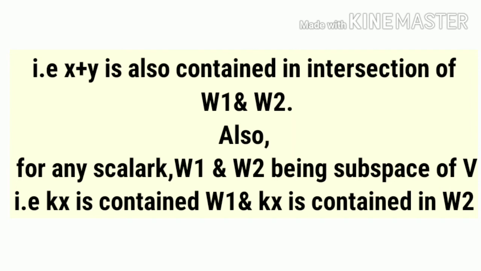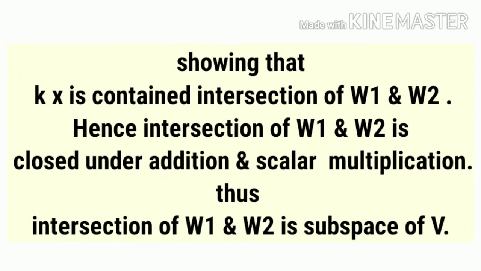That is, kx is contained in W1 and kx is also contained in W2, because capital W1 and W2 being subspaces of V are closed under addition and scalar multiplication of vector space V. That shows that kx is also contained in the intersection of capital W1 and W2. Hence, the intersection of W1 and W2 is closed under addition and scalar multiplication. That is, the intersection of W1 and W2 is a subspace of V because it is closed under addition and scalar multiplication. That is, x plus y belongs to W1 intersection W2 and kx belongs to W1 intersection W2. Hence, W1 intersection W2 is a subspace of vector space V.